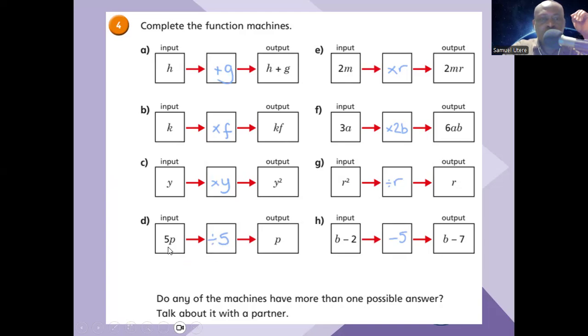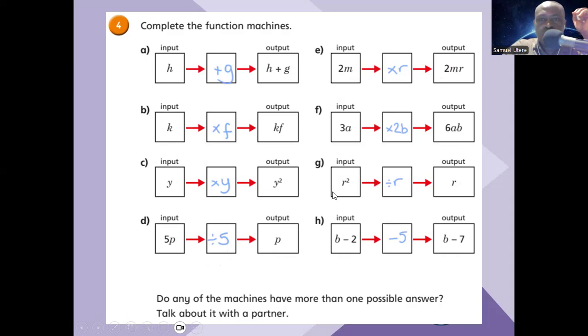Okay, so imagine having 5 lots of p, because that's what it is, 5p. Okay, and then you now divide by 5. You just have 1p, so you have 1p each. Okay, so your output should be p. Then this one should be 2mr. This one should be times 2b. Because remember, when you have things next to each other like this, you simply multiply them.